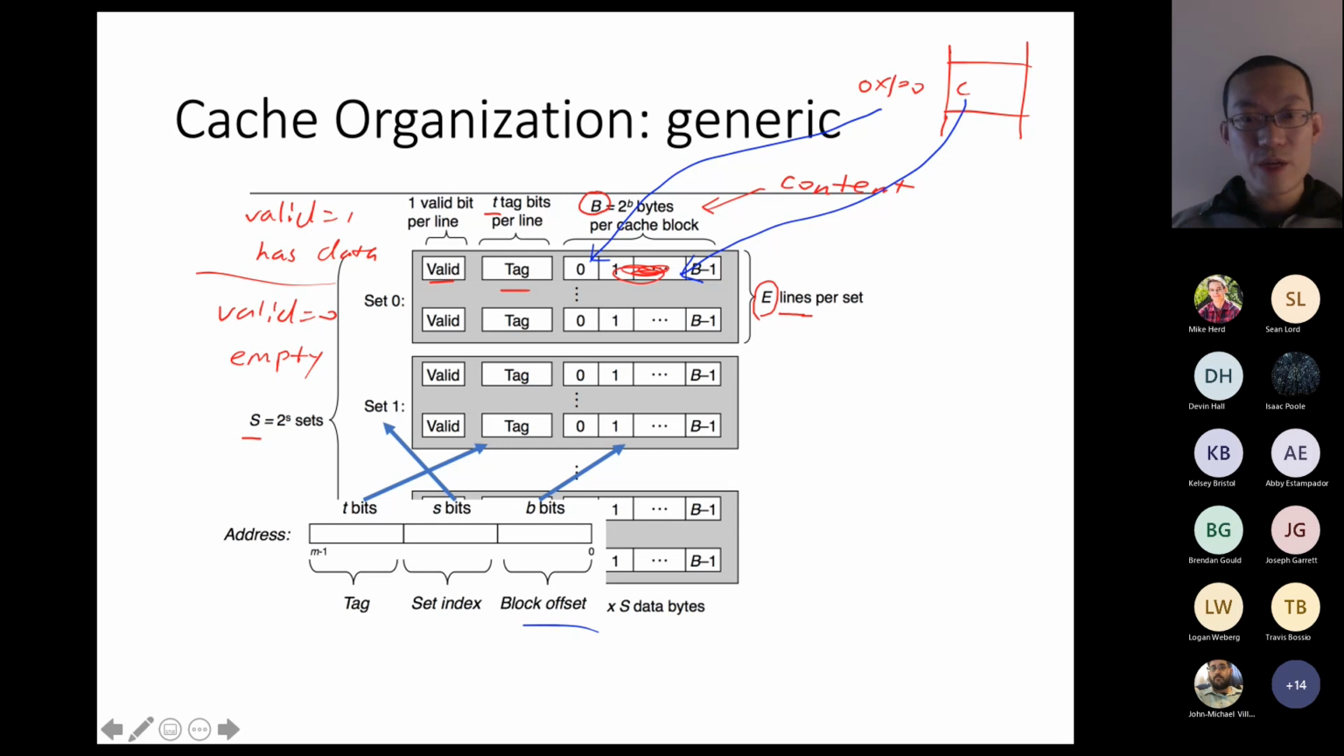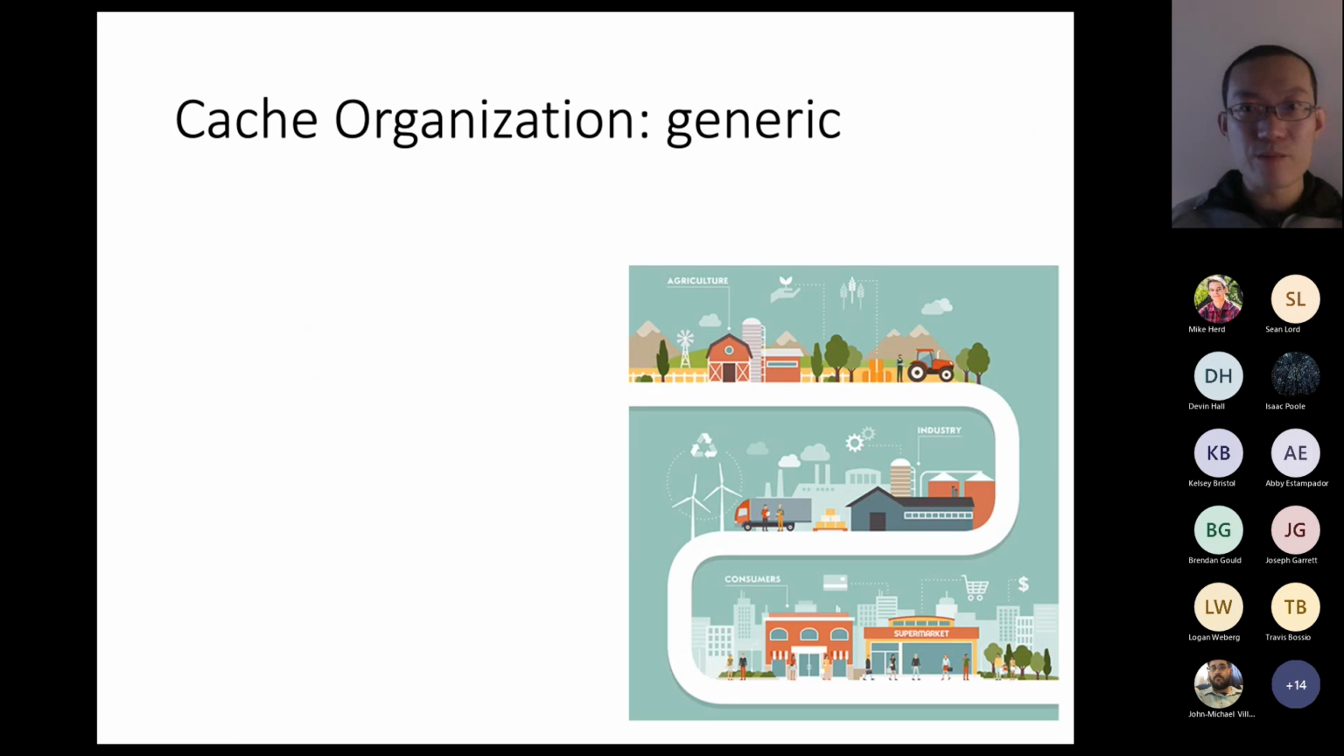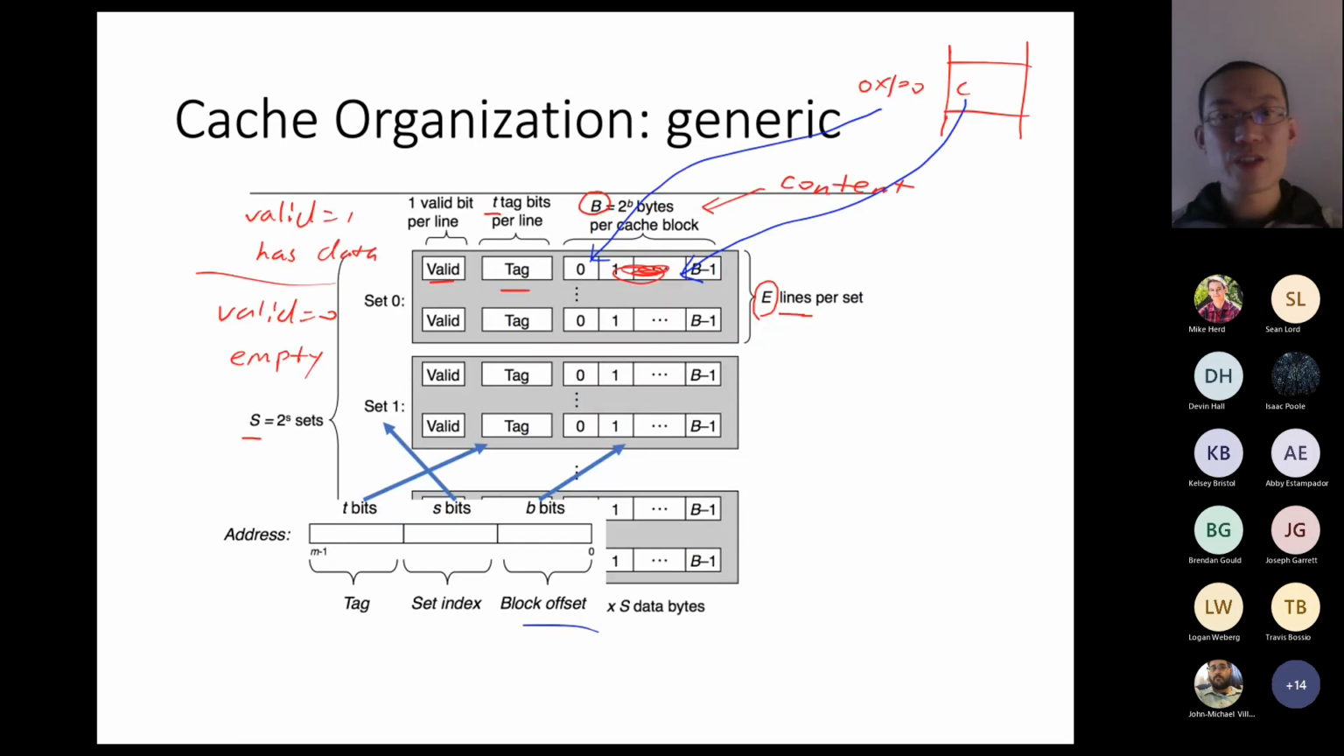Okay, if you don't have any questions, let me continue with the cache part. Some of you may wonder why we organize the cache in such a way. It seems more complicated. We have the set, we have multiple lines in one set, and for each line, we have the tag, valid bit, and so on. So why do we have such a complicated cache layout?